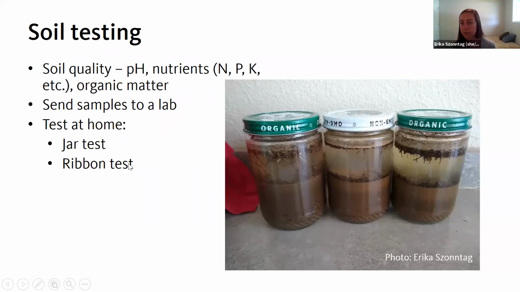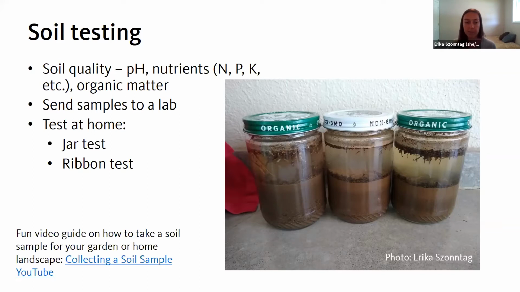And conversely, there's the ribbon test that you can do where you wet some soil and roll it between your palms to get a ball. And then when you press it between your thumb and forefinger, depending on how long that ribbon becomes, you'll be able to tell how much clay and how much silt and sand are in there. And there are some really great resources online for how to do that.